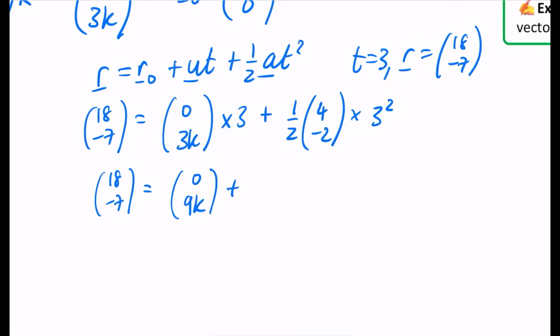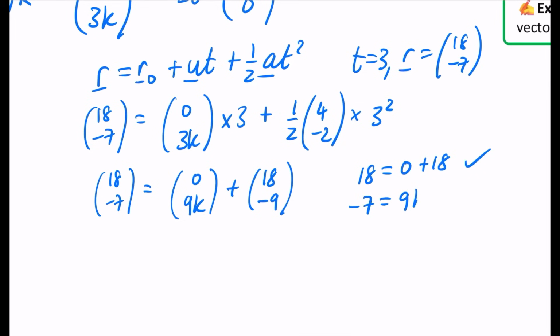And then we're going to do a half times 4. A half times 4 is 2. 2 times 3 squared is 18. A half times minus 2, that's minus 1, times it by 9, is minus 9. So that's pretty good, because from the i part, we get that 18 is equal to 0 plus 18. Okay, well, that's good. And now we can actually find out what k is, because we get minus 7 is equal to 9k minus 9.